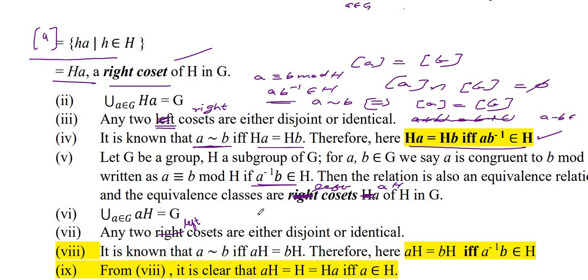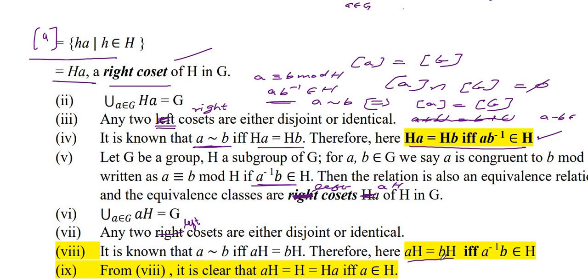So A related to B. And how is this relation defined here? It is defined as A inverse B belonging to H. So as we had here, correspondingly here we have AH equal to BH if and only if A inverse B belongs to H. And if we have G to be an abelian group, there is no need to talk about left coset or right coset. We can have both of them because commutativity holds. So in the case of abelian group, that will not occur.